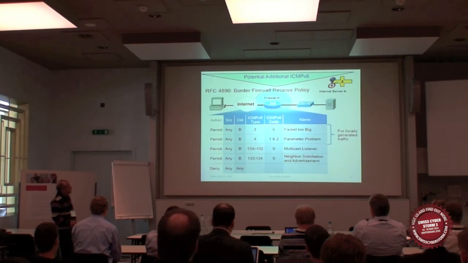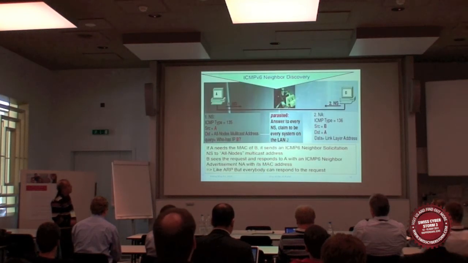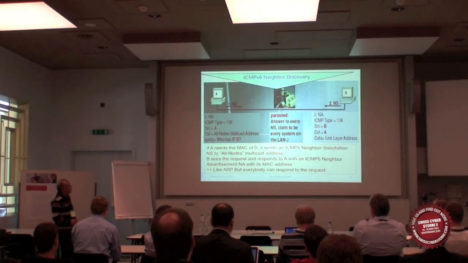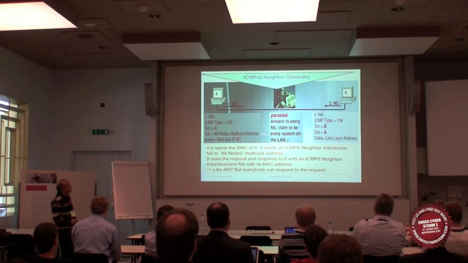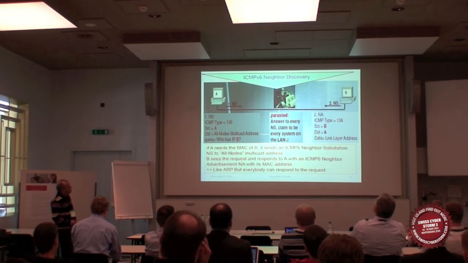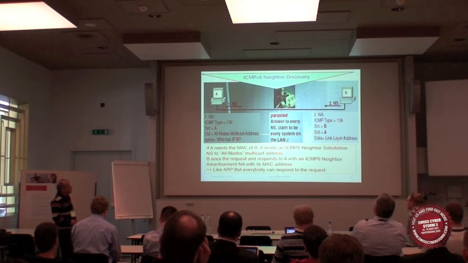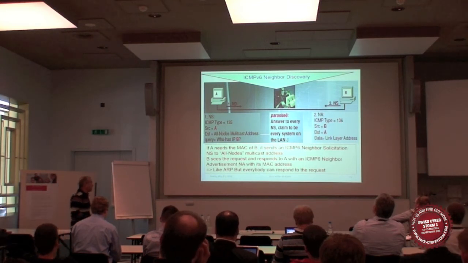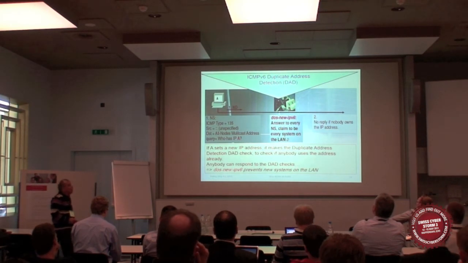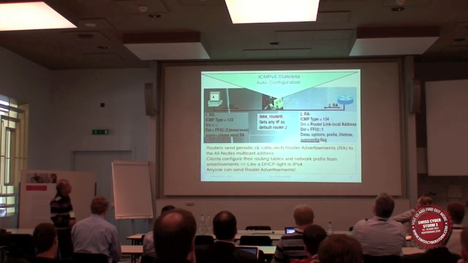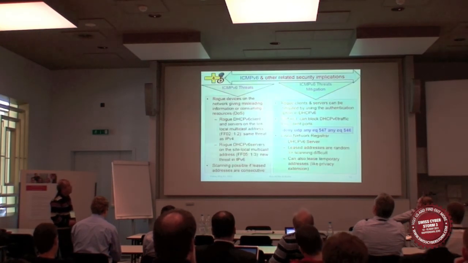This is another additional ICMP potential issue, which is taken from the last slides. For example, the ICMP for version 6 neighbor discovery: if A needs the MAC of B, it sends an ICMP neighbor discovery solicitation. This is A and this is B. A sends a neighbor solicitation to the all-nodes multicast address, B sees the request and responds to it with an ICMPv6 neighbor advertisement, giving A its MAC address. Also, it is used for duplicate address detection, which is called DAD, and for stateless autoconfiguration.